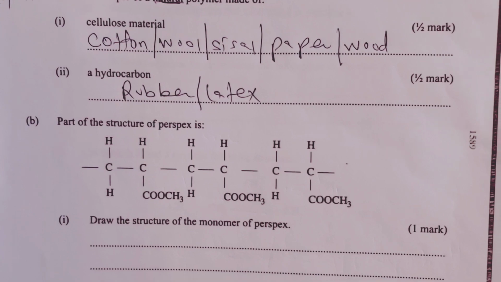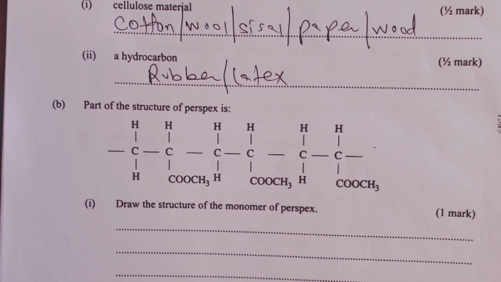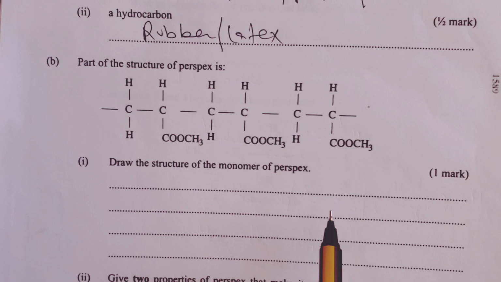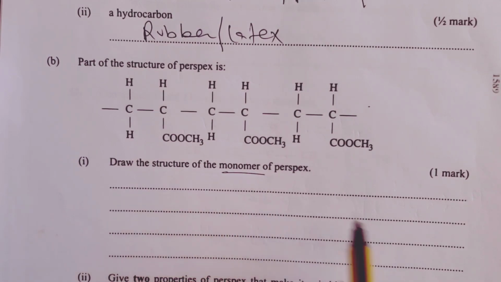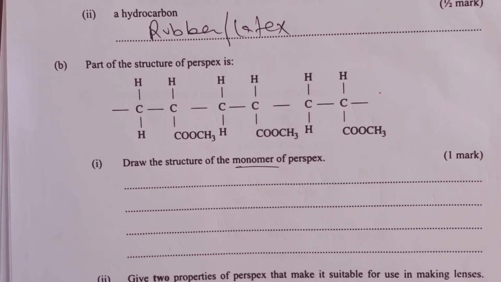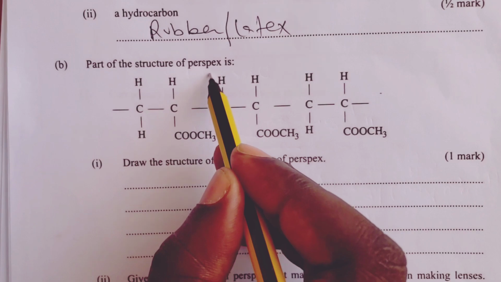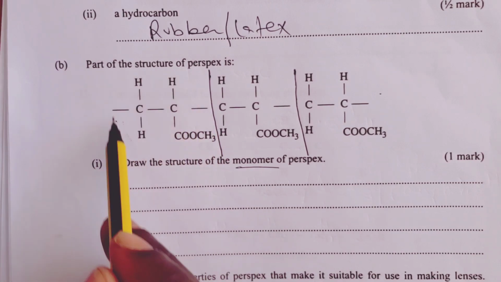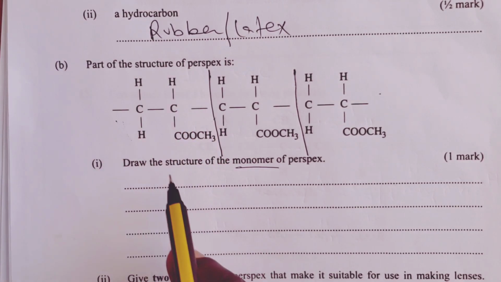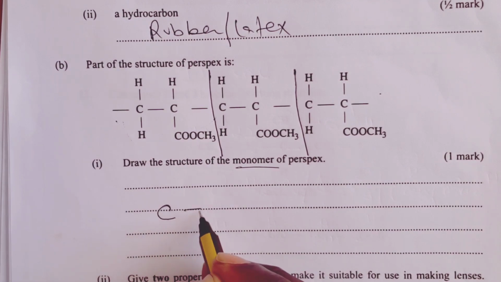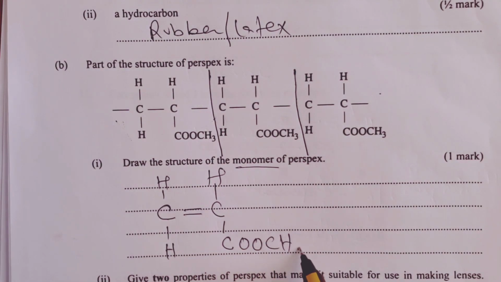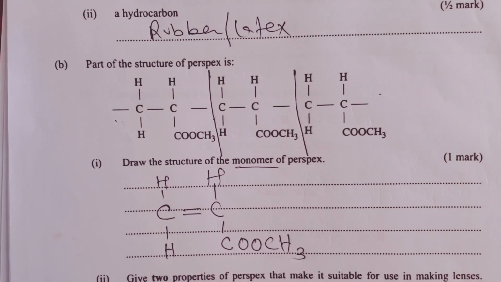Part B, part of the structure of perspex has been drawn here. So we are once again told to draw the structure of the monomer. And as I always say, it is quite easy to do. The first thing is to identify repeat units. And we can see again we have 3. So we will dwell more on one of them, especially this one on the left. Then we introduce a double bond on the carbons that are in the repeat unit. That gives you the monomer to any polymer quite easily.